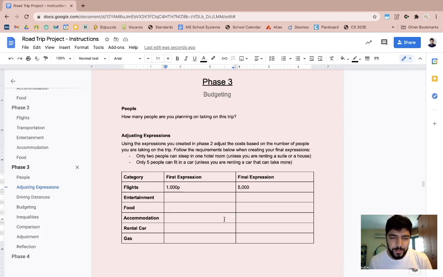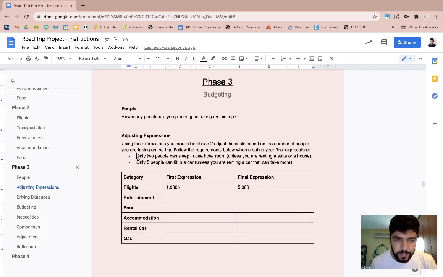Accommodation is slightly different. In the expression for accommodation, you only had the variable D. But keep in mind here those rules. Only 2 people can sleep in one hotel room. So if you have 5 people, you need 3 rooms. If you have 7 people, you need 4 rooms. And so you need to see how many rooms you're going to be renting and multiply the cost by the number of rooms. Okay? So it's as if there's a variable R. So the first expression is going to be just for 1 room, and then your final expression is going to be for the number of rooms that you actually need.